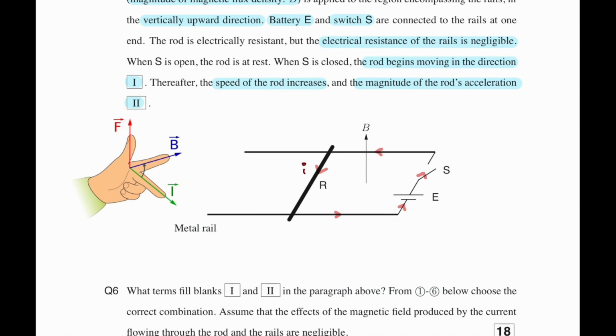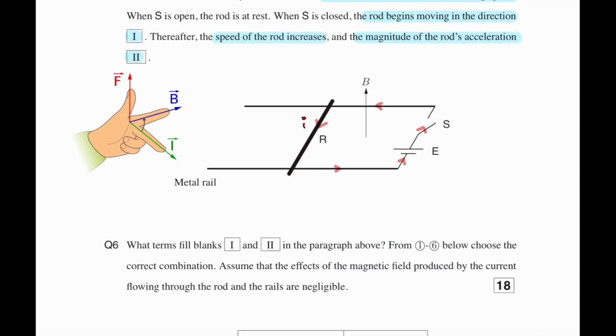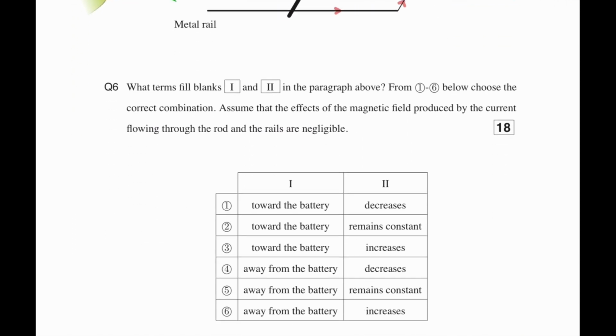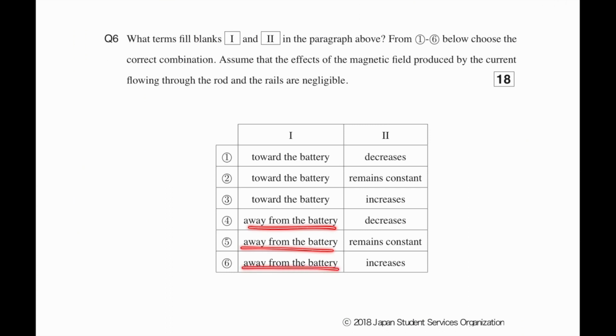This is your I, and then B is going upward like that. If you use Fleming left-hand rule, the direction of force acting on this rod is going to the left. This is the direction of the magnetic force acting on the rod. So the rod begins moving to the left. So my answer is away from the battery. So my final answer for this question is either number 4, 5 or 6.